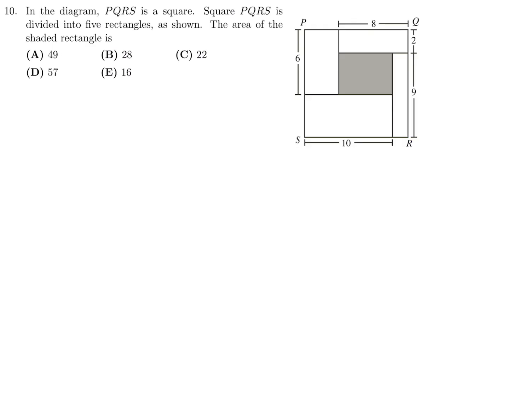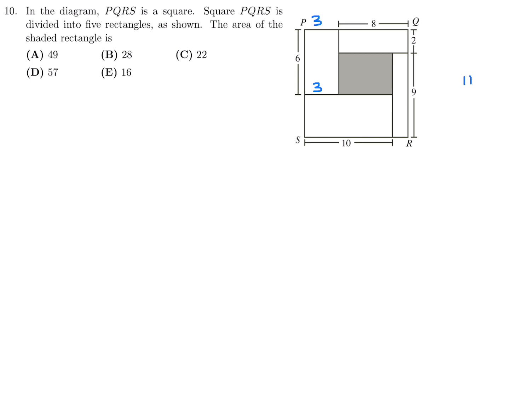In the diagram, PQRS is a square. Square PQRS is divided into 5 rectangles as shown. The area of the shaded rectangle is... All right, PQRS is a square, so that means all sides are the same. This side, they give you the full length, 2 and 9. So that means the full side is 11. So if the full side of the square is 11, and that's 8 right there, then that must mean this is 3. And this is 3.